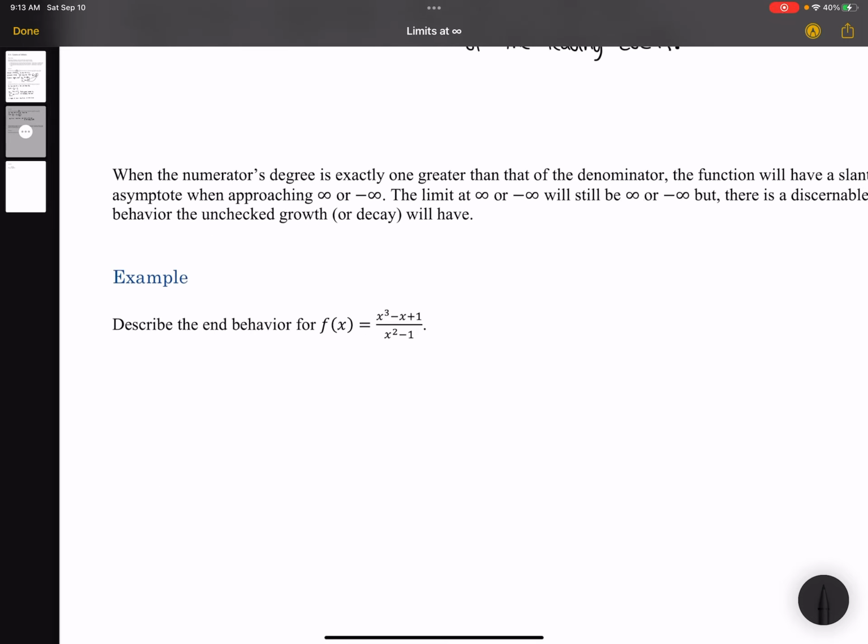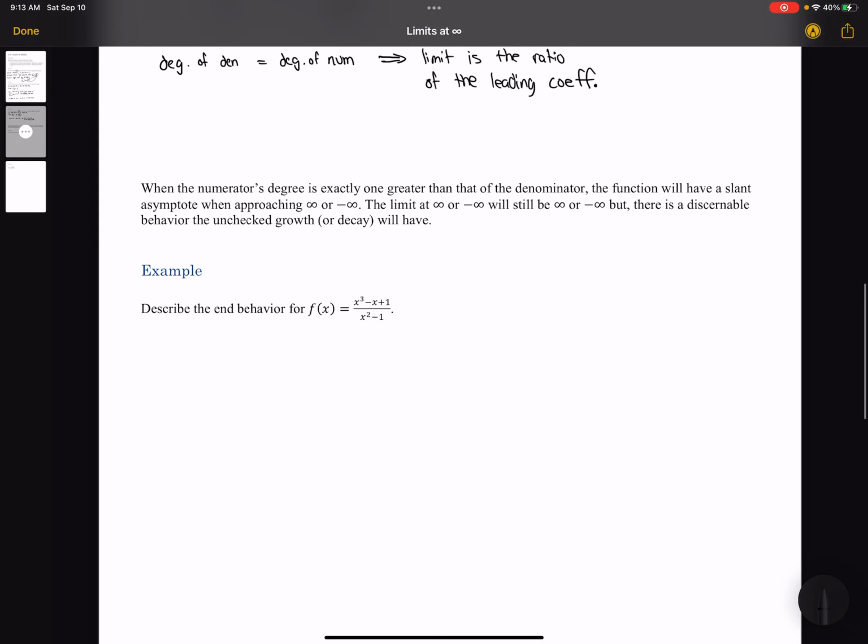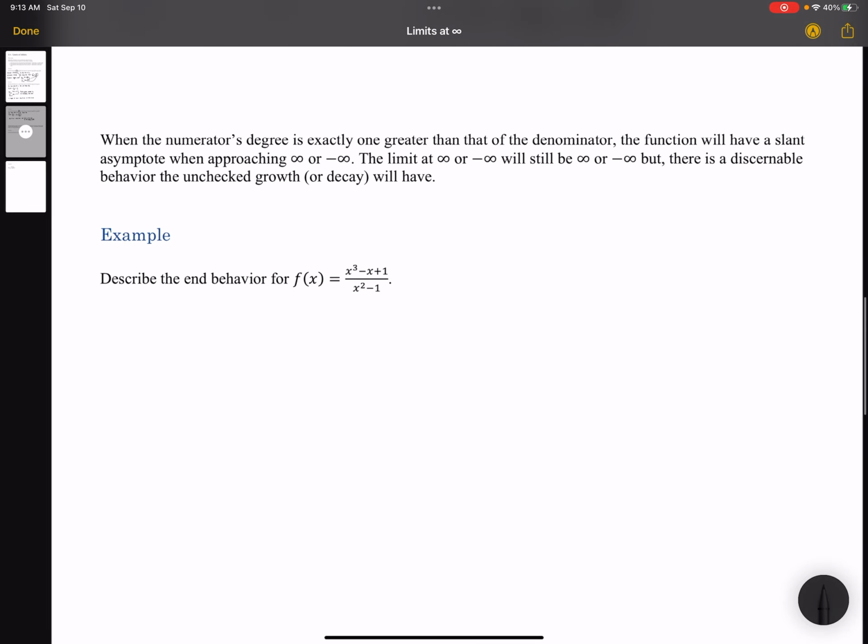So a special thing happens when the degree of the numerator is exactly 1 greater than the degree of the denominator. We get a slant asymptote. To find a slant asymptote, we do polynomial long division, and we'll see what we get. And that's what happened in that very first example, by the way.